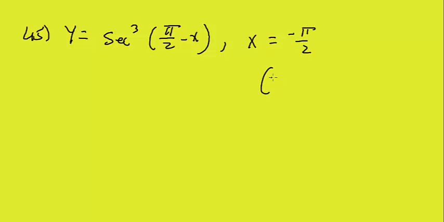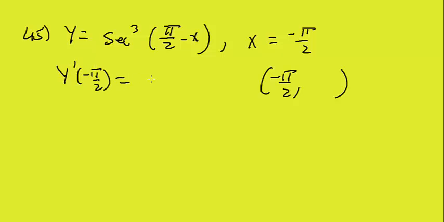Y is equal to secant cubed of pi over 2 minus x. Negative pi over 2. Okay, this is negative pi over 2. How do I find my y value? Plug it in.